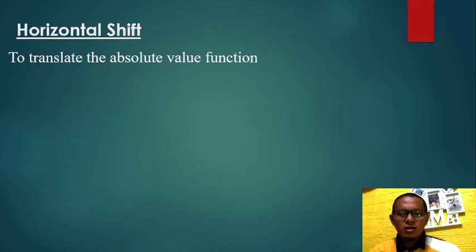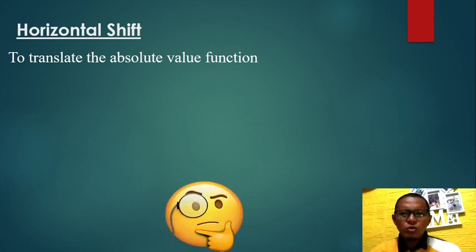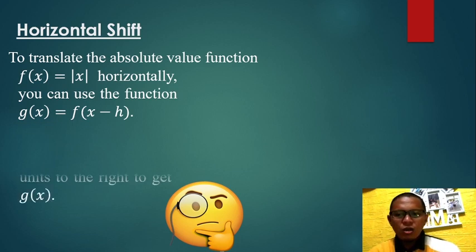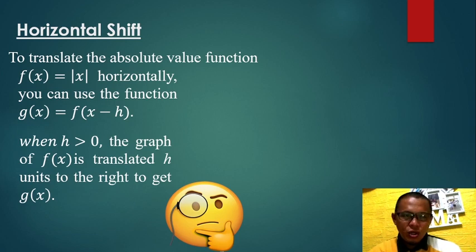Here, another is horizontal shift. Horizontal shift is to translate the absolute value function f of x is equal to the absolute value of x horizontally. You can use the function g of x is equal to f of x minus h. So when h is greater than 0, the graph of f of x is translated h units to the right to get the g of x.